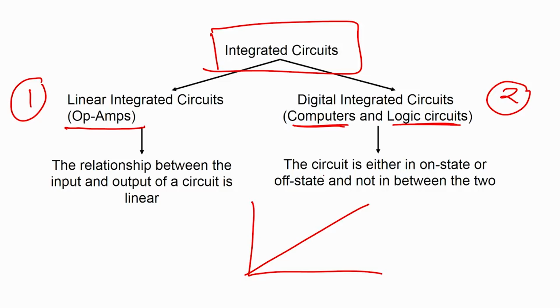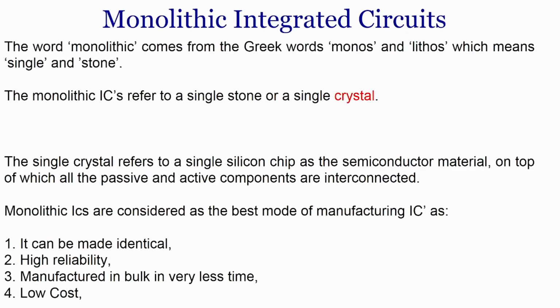While in the second one, the circuit is either in the on state or the off state and not in between the two. That means it can be either 1 or 0, either on or off. That is what a digital circuit means: on is 1, off is 0. Very easy to remember. When we understand the concept, it is extremely easy to remember things. Okay, let us go to the next slide.